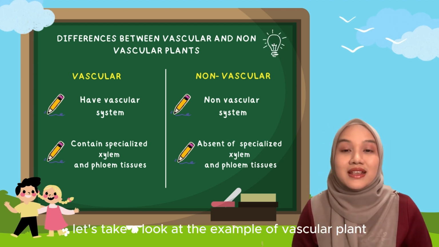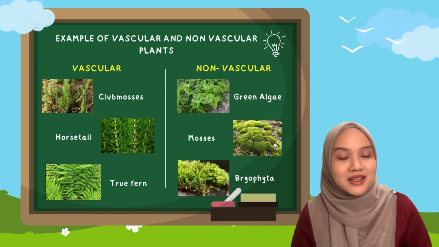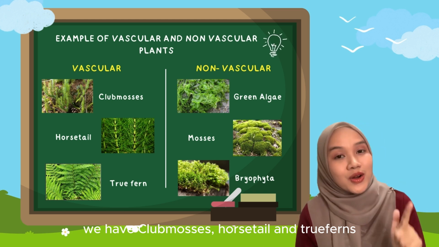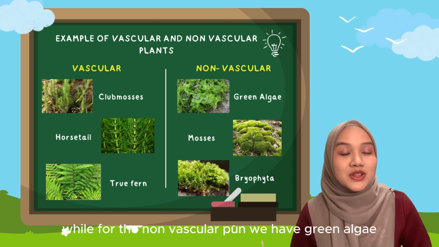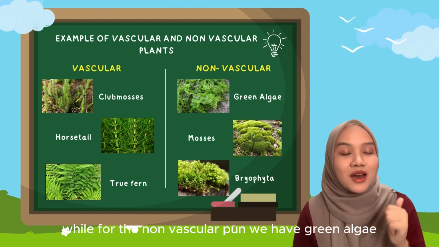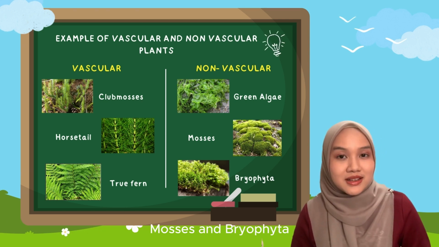Let's take a look at examples of vascular plants. We have club mosses, horsetails, and tree ferns. While for the non-vascular plants, we have green algae, mosses, and bryophytes.